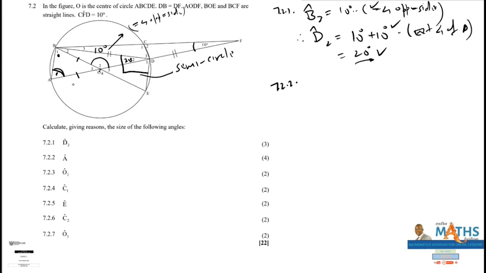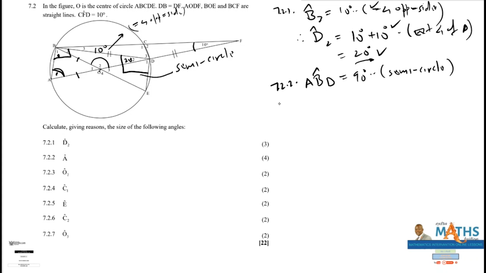And guys, if we go back to our statement, they said something about AOD. It means AOD is still a diameter because it's passing through the center. It means this whole angle will be 90 degrees. Let us tell them that angle ABD is equal to 90. Why? It's because of a semicircle.